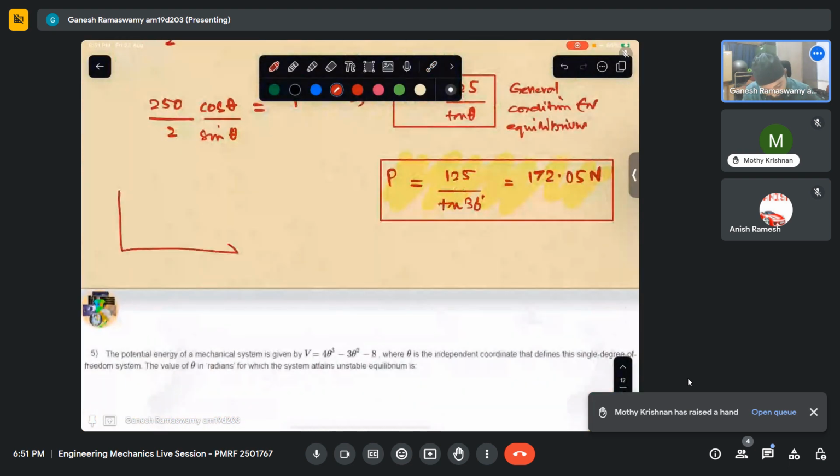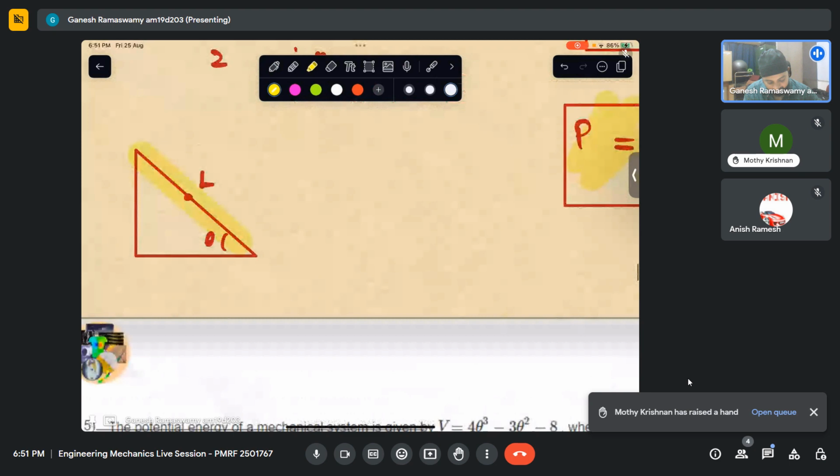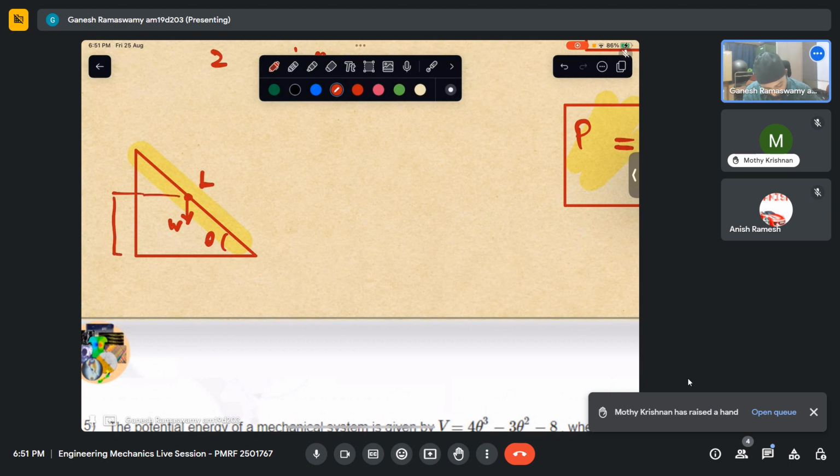Essentially, I have a triangle formed like this, where this is L, and this is theta I have been given. So for the bar, if this is my bar, then I can consider the weight to be acting here, right? So this distance is what I have calculated as h, and this distance is what I have calculated to be d.